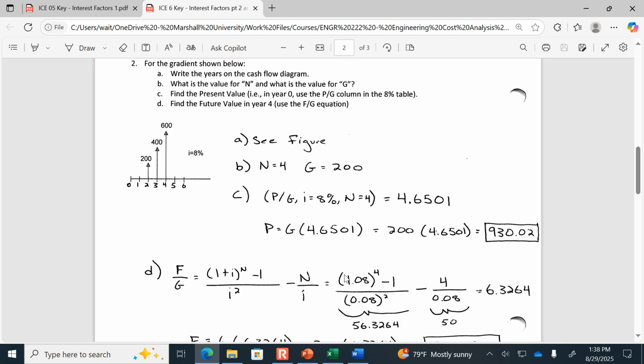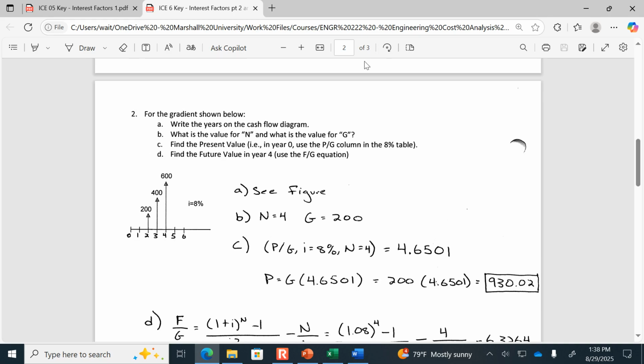All right, on the second problem, the first thing I asked you to do is write the years on the cash flow diagram. You'll notice that there were no years on the horizontal axis, and that's intentional because I wanted you to think about what is year 0, what is year 1, when are you seeing the first evidence of a gradient? You're seeing it in year 2, and that happens to coincide with the base definition of a gradient, that it's 2 years after time 0.